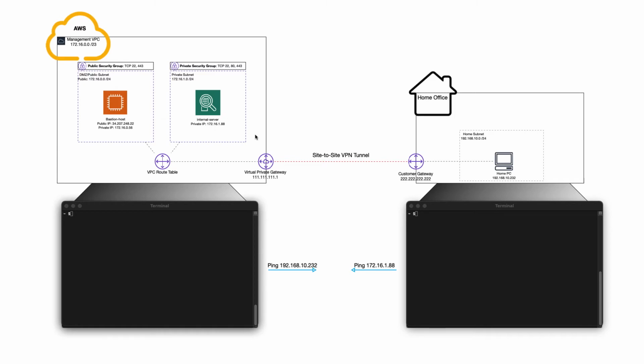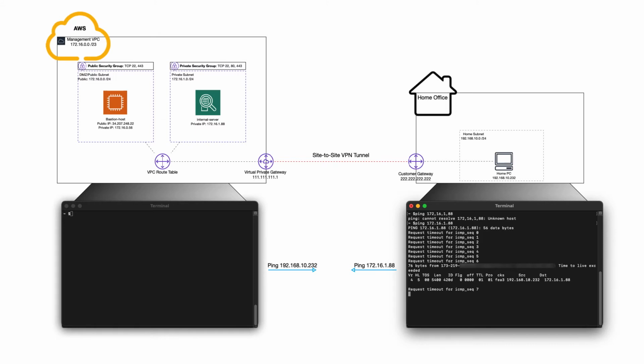The purpose of this site-to-site VPN tunnel is to allow my home PC a direct connection to this internal server, so I don't have to go through this Bastion host. To prove it, if I ping 172.16.1.88, apologies for the typo, as you can see, I'm getting a request timeout. And that is simply because the VPN tunnel is not established.